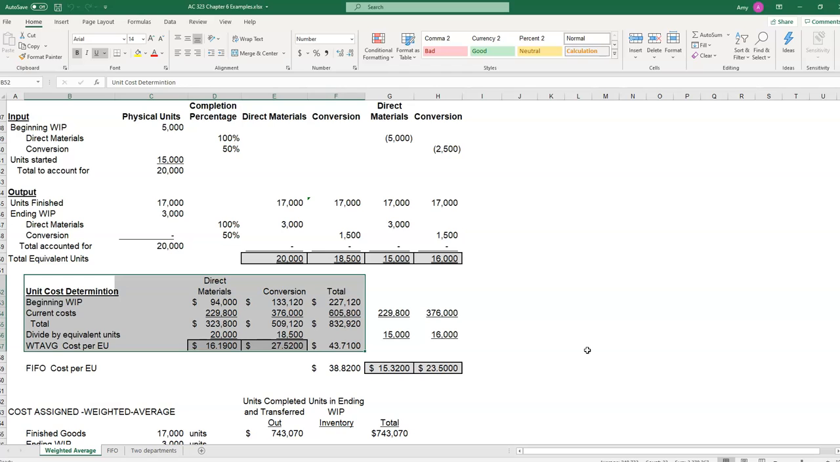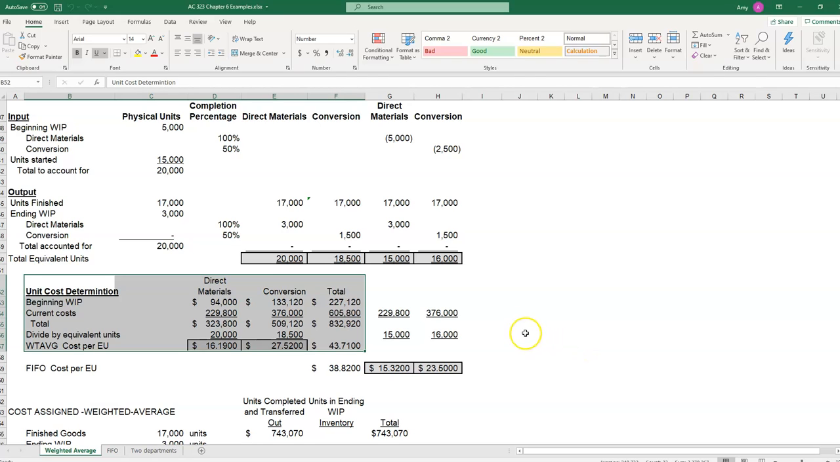The main difference between the weighted average and the FIFO method is that the weighted average combines those beginning units to be finished in with the units of production, where the FIFO method only looks at the work that was done during the period. So it separates those beginning work in process units and costs out separately.